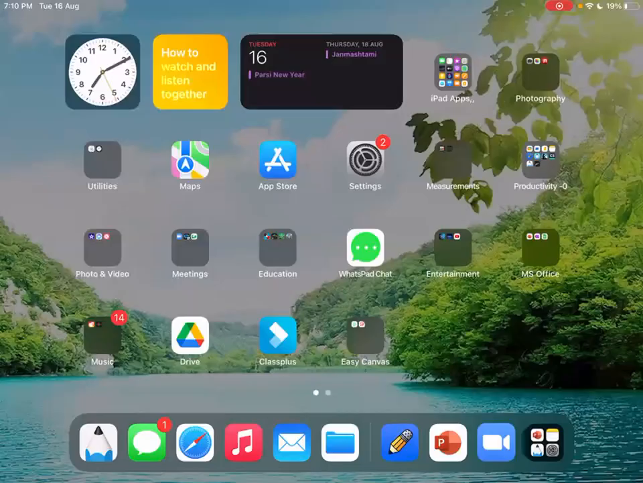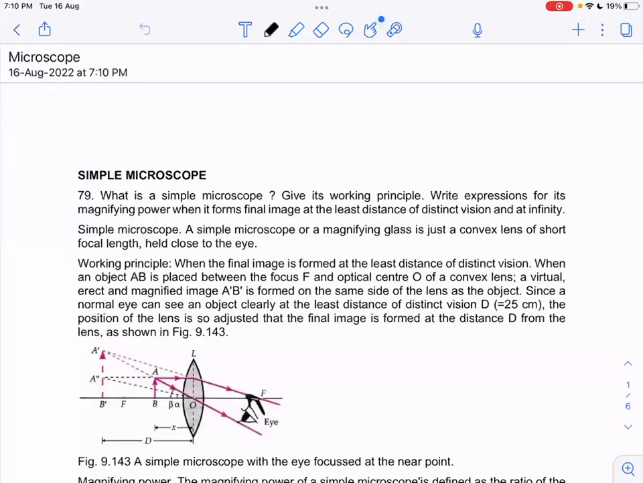So in this class, we will discuss simple and compound microscope. Let's see what a simple microscope is all about. We are going to explain its working principle, and we are going to write the expressions for its magnifying power under two scenarios: where the final image is formed at the point called the least distance of distinct vision, and the second is when the image is at infinity.